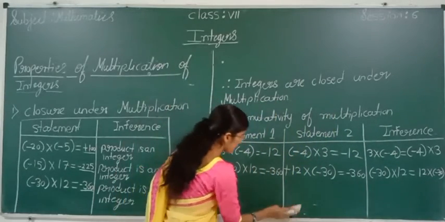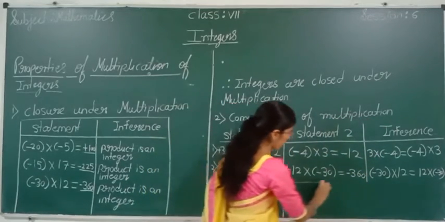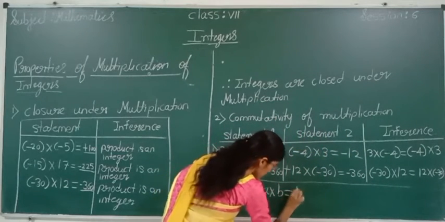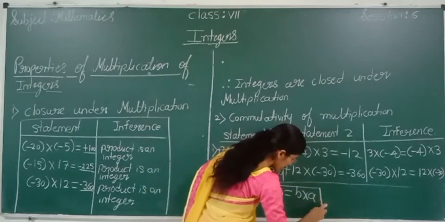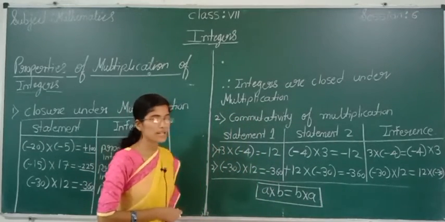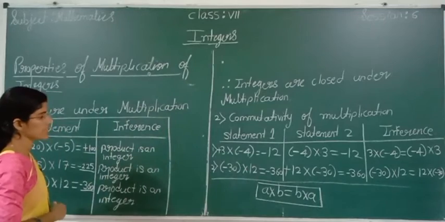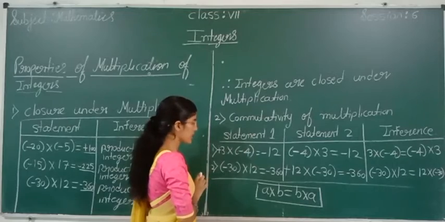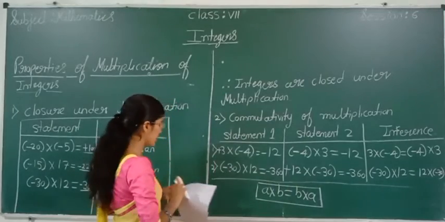In general, what I am telling is, A into B is nothing but B into A. If A and B are integers, A into B is nothing but B into A. Multiplication is commutative for integers. If we change the order of the integers, the answer is coming the same. Therefore, multiplication is commutative for integers.